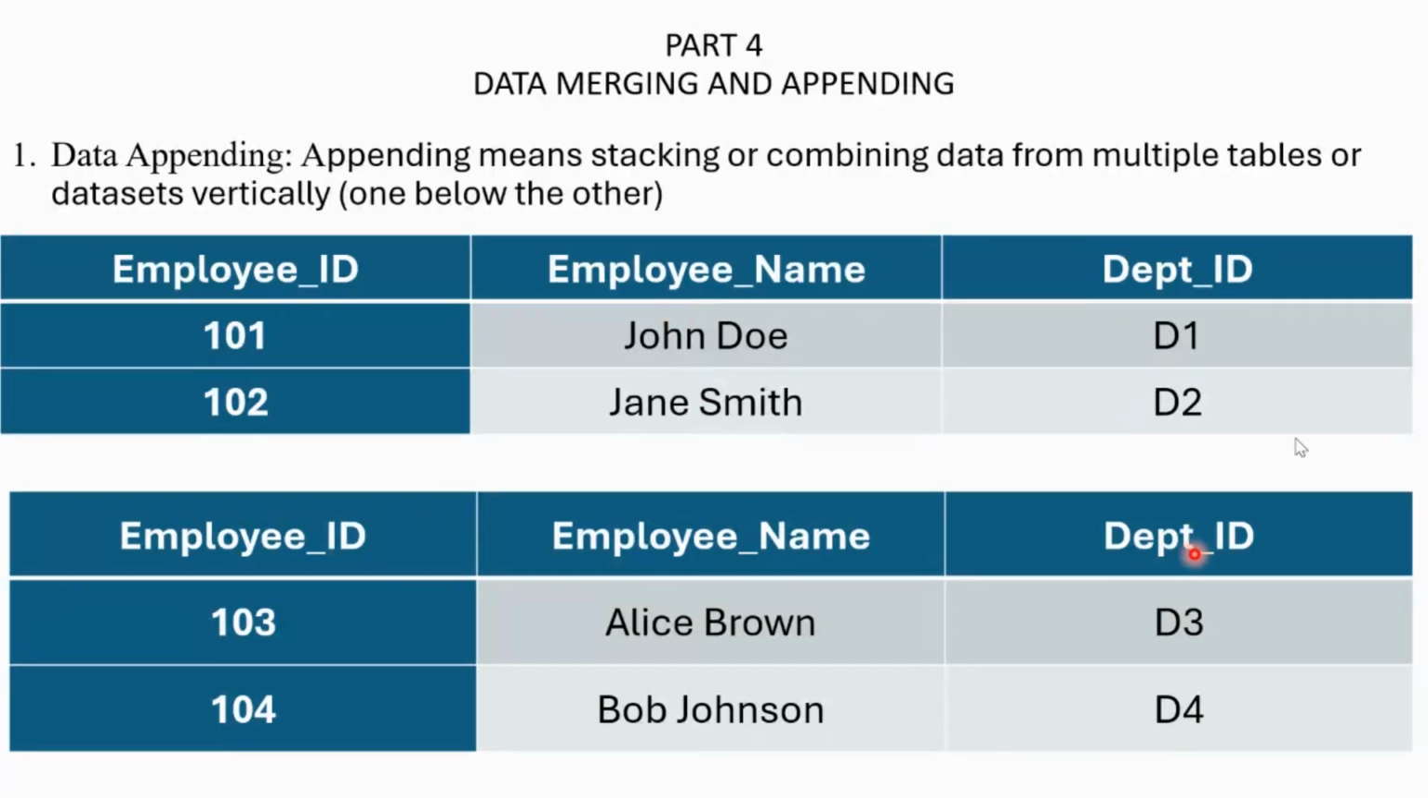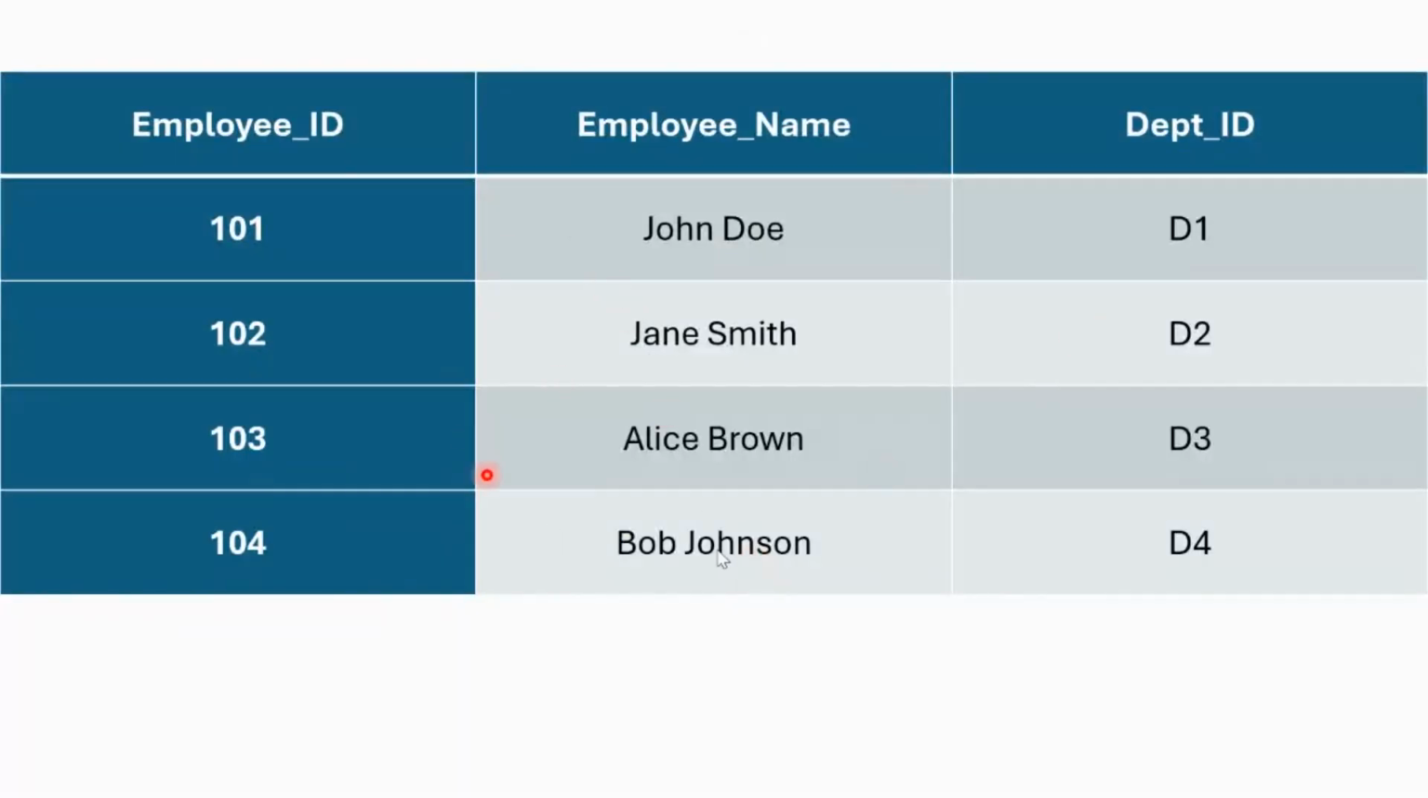Now, let's look at these columns. We have employee ID, employee name, department ID. We have employee ID, employee name, department ID. The reason it's going to be very easy to append these two tables together is because they have the same column names. That's why we have it full here. You can see we don't have any empty rows here.